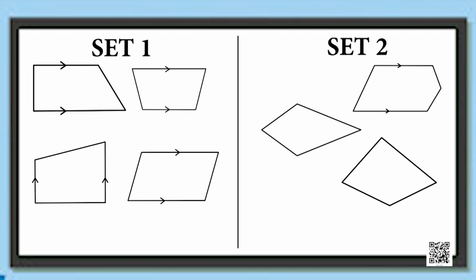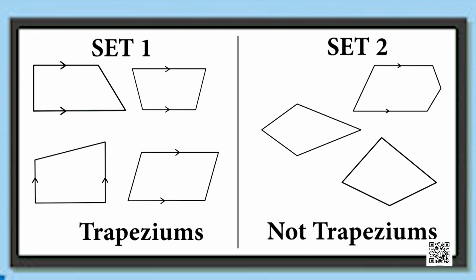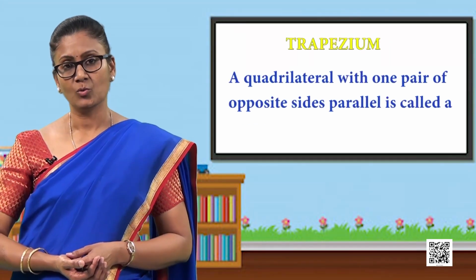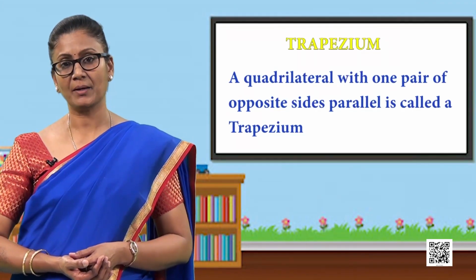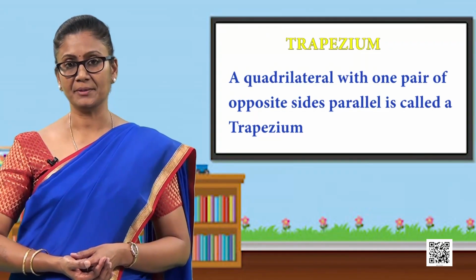A quadrilateral with one pair of opposite sides parallel is called a trapezium. Hence, all the quadrilaterals in set 1 are trapeziums, but all the figures in set 2 are not trapeziums. A quadrilateral with one pair of opposite sides parallel is called a trapezium.